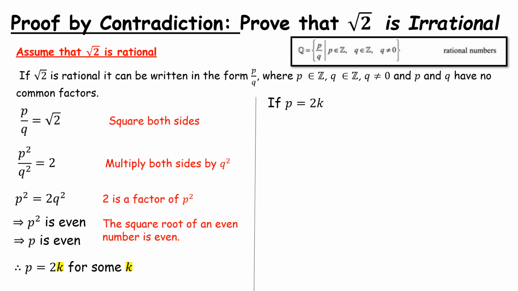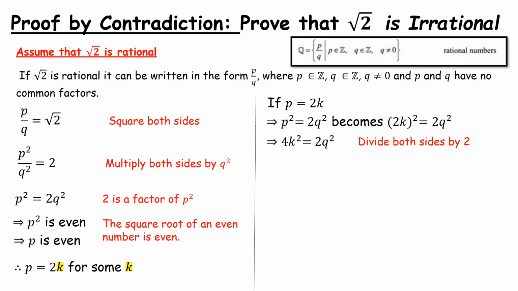So if P is equal to this 2K, we can go back to our P squared equals 2Q squared and sub in for P. So what we get is 2K all to be squared is equal to 2Q squared. Expanding that, we get 4K squared is equal to 2Q squared. And then we're going to divide both sides by 2. I'm going to flip it so that Q is on the other side. And we get Q squared is equal to 2K squared.